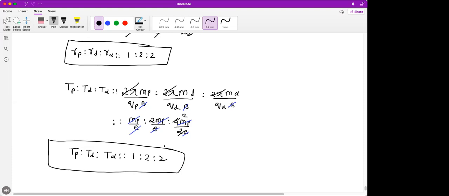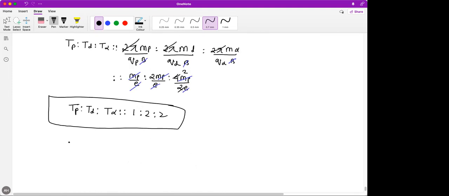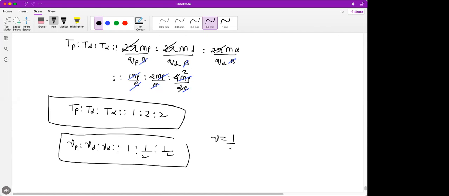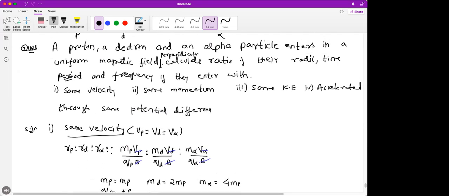This is how we get the ratio for the particles. So proton, deuteron, alpha particle, this is the ratio of the time periods of these particles. So this is all when they are moving with same velocity. If you need the ratio of frequency, then see, frequency is inverse of time period, so it will be 1:1/2:1/2. Note it down, then we will do what will happen if they are moving with same momentum.